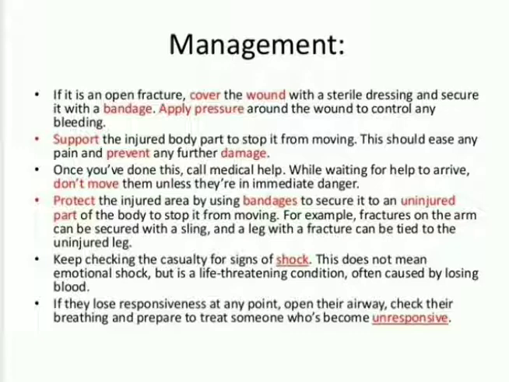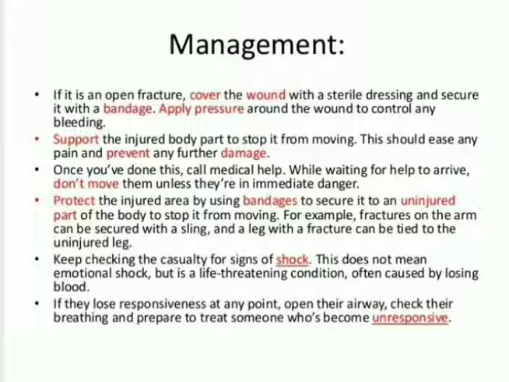After that, protect the injured area by using bandages to secure it to an uninjured part of the body to stop it from moving. For example, a fracture on the arm can be secured with a sling, and a leg with a fracture can be tied to the uninjured leg.